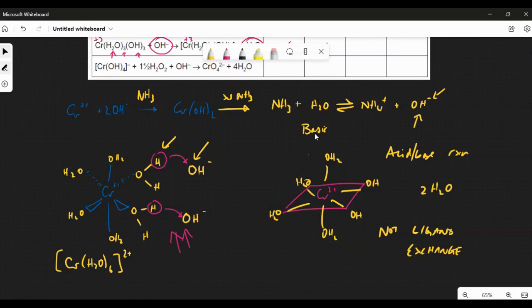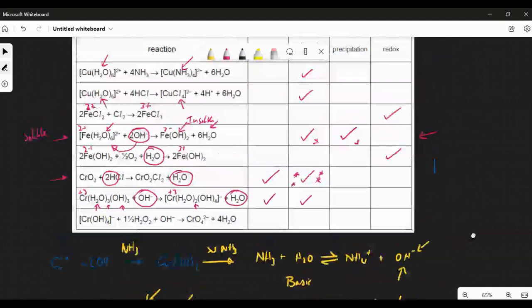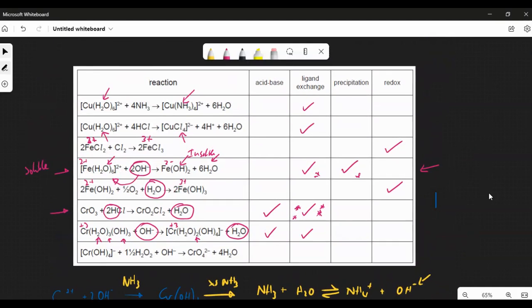Okay, so I personally wouldn't call that ligand exchange. Again, I think it's Cambridge being nice to us, and they say we'll accept ligand exchange, but I think that's just an acid-base reaction. Okay, but again, as long as you get one of these ticks, you're fine. The last one, chromium is 3 plus here, chromium is plus 6 here, so this is a redox for sure.